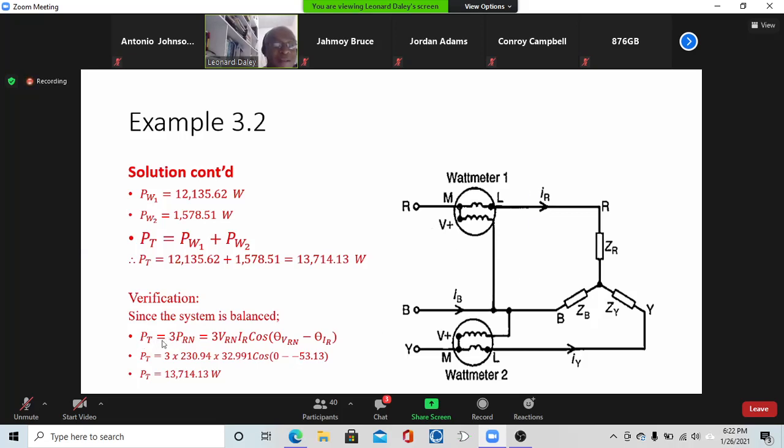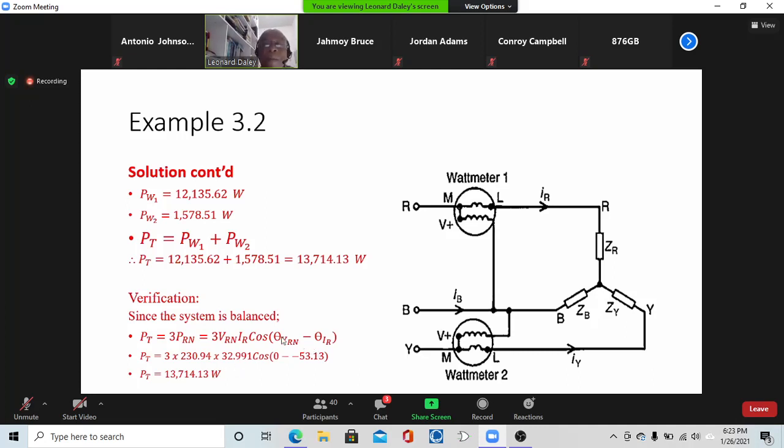All right, so let's verify what we have. We know what the phase power was, 3 VR we use for the red phase. It's 3 V phase, I phase, cos theta for that phase. So 3 VRN times IR cos theta VRN minus theta IR. All right, so 3 times the 230.94 times the 32.991. VRN was at angle 0 and IR was at minus 53. So the total power using what we know from before is 13,714.13 watts.